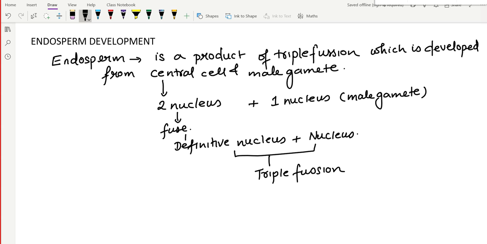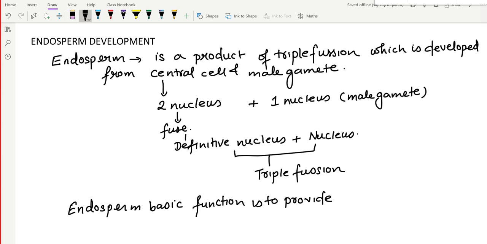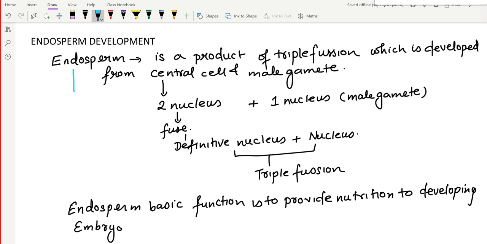And when we are talking about this particular endosperm, the endosperm's basic function is to provide nutrition to the developing embryo. That's why, since we have triple fusion as the result, this particular cell is triploid in nature.